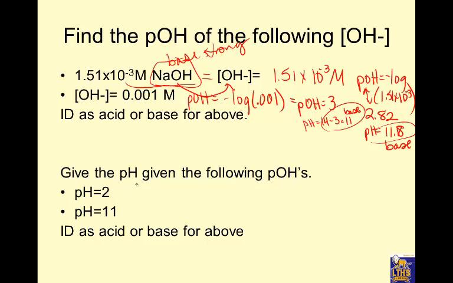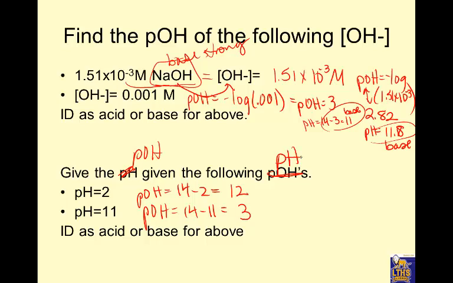So we want to find pOH, knowing the pH. Oh, who did this wrong? I did. Okay, give the pOH given this, but these are really pHs, so pOH equals 14 minus 2, pOH equals 12. pOH equals 14 minus 11, pOH equals 3. Okay, but give the pH given the following pOH, right? Acid or base? Well, this tells us acid, and this tells us base.